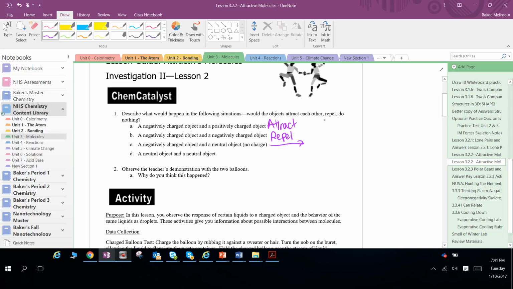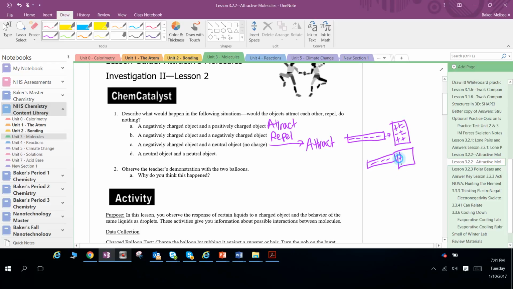And this is the one that threw people through a loop. A negative object and a neutral object will actually indeed attract. And if you really think about it, if you've got something negative and you're bringing it up to a neutral object which has positive and negative charges, all of a sudden, as this comes closer and closer and closer, something interesting happens.